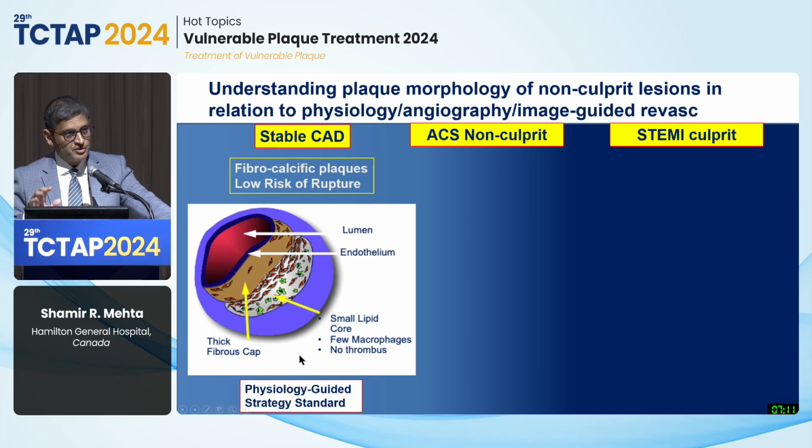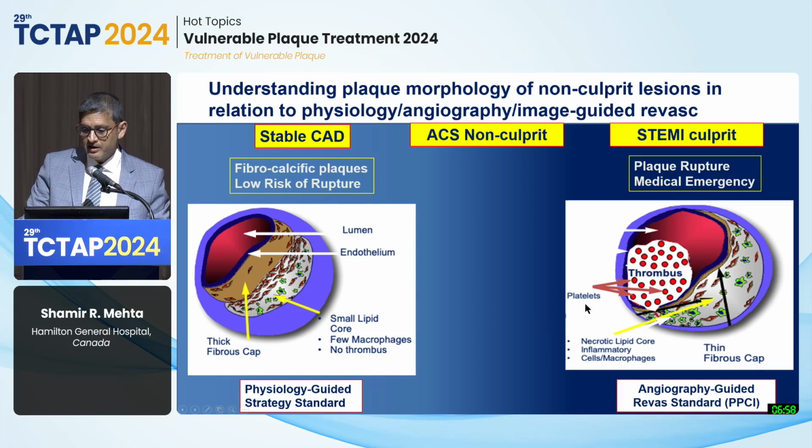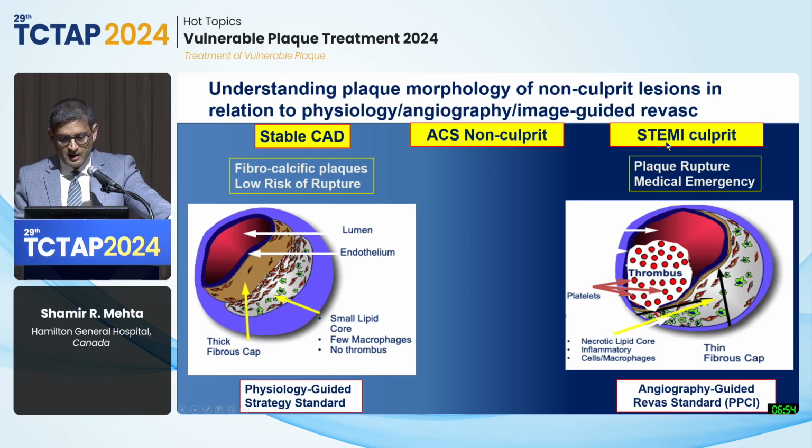And a physiology-guided strategy is useful in that situation because it can identify lesions that are causing angina, you can target them with PCI, and you can make the patient feel better. And then at the very other end of the spectrum of coronary disease, at the extreme right side of this slide, we have acute plaque rupture with thrombotic occlusion resulting in STEMI, which is a life-threatening condition. Same disease, just 2 very different parts of the spectrum.